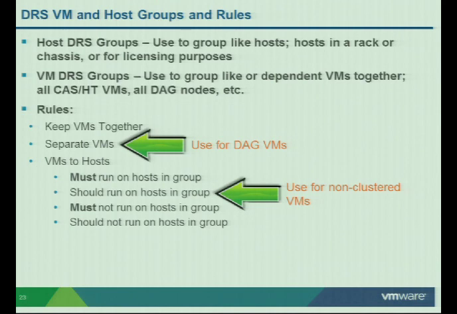DRS rules, so we have our affinity and anti-affinity rules. For DAG nodes, we would use anti-affinity rules, keeping DAG nodes from the same DAG separate. And then we have VM to host rules. So where can a VM actually run? There's must run on, must not run on, should not run on rules. For things like client access servers or non-clustered VMs, we like the should run on rules.